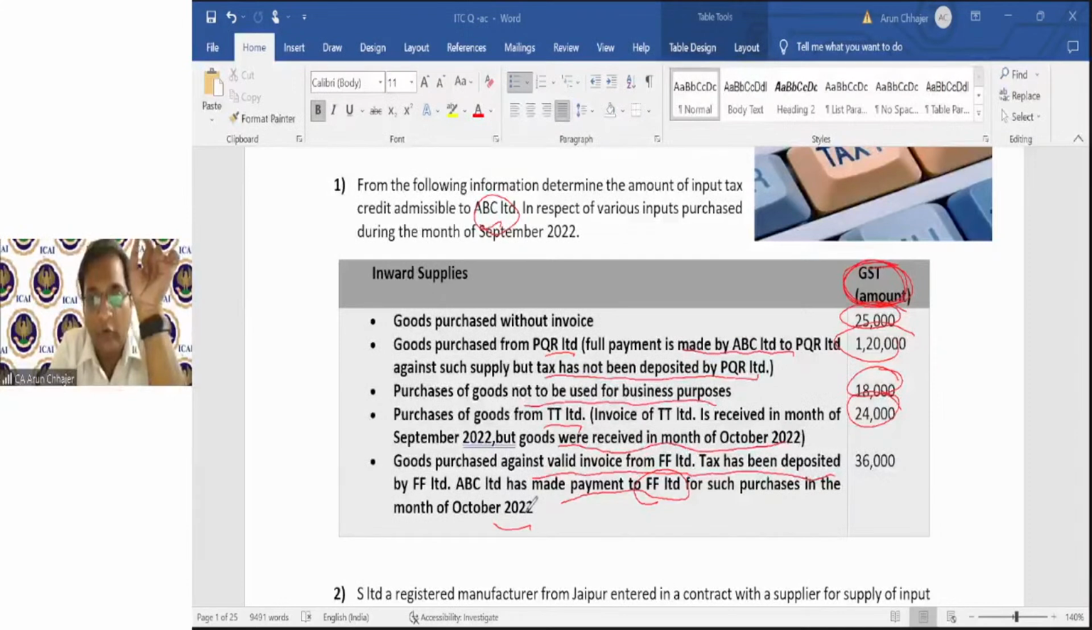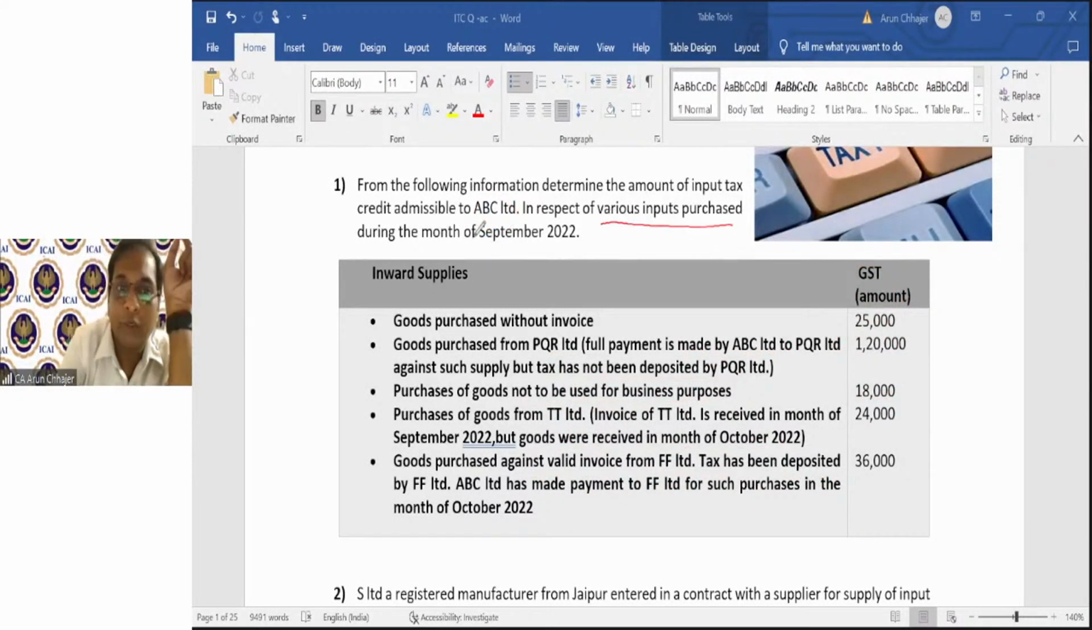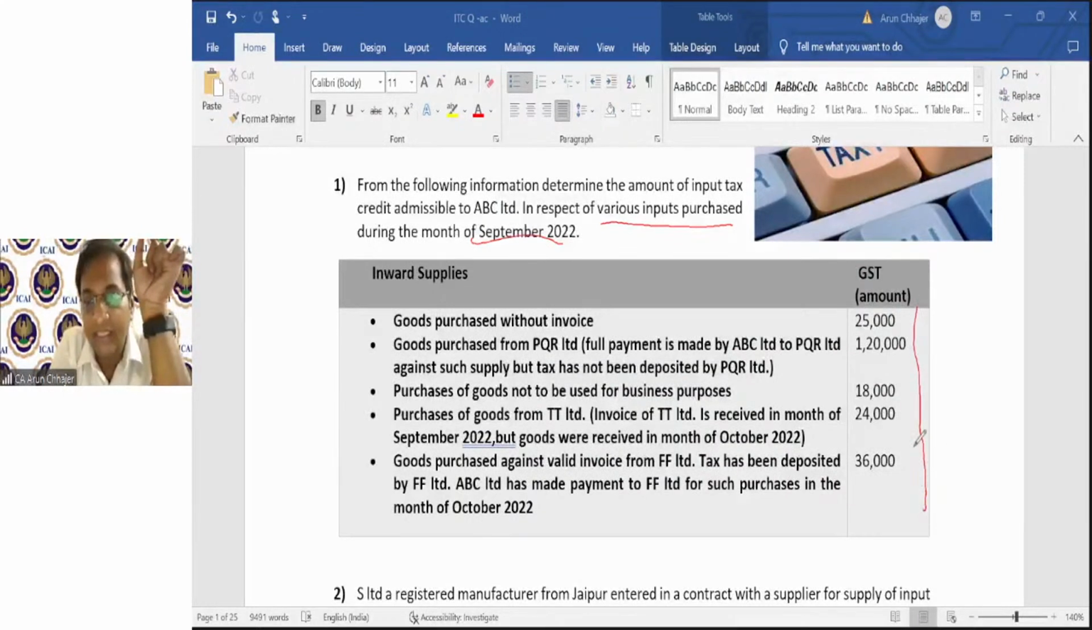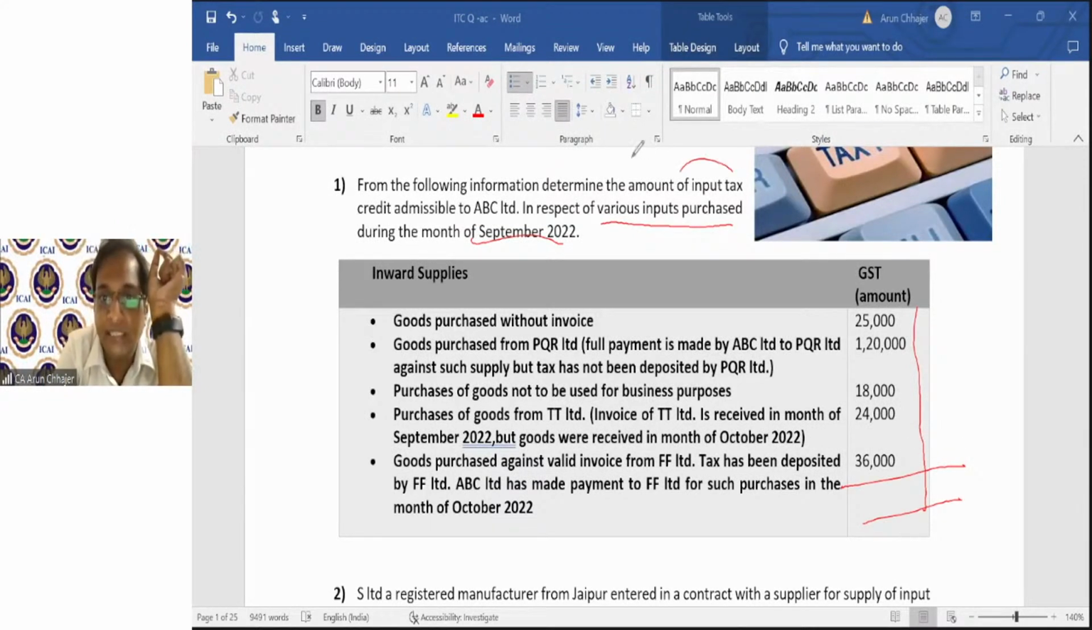Try to calculate various input purchased during the month of the September, whether he can take the ITC, cannot take the ITC. So kindly calculate how much is the input tax credit which is admissible to the ABC for the month of September. This is my question. It's very simple question.